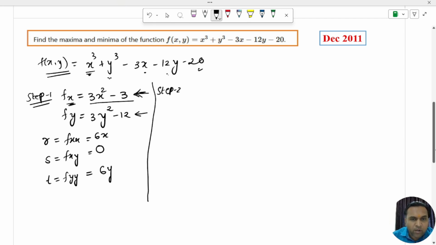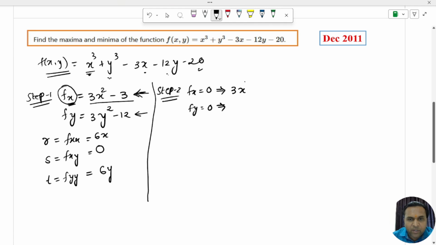Now step 2, you have to take fx equal to 0 and fy equal to 0, and using these two you have to find the critical points. If I am taking fx equal to 0, so this is my fx.